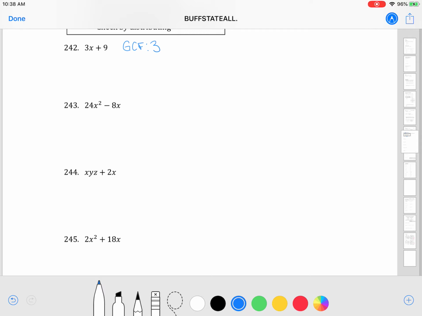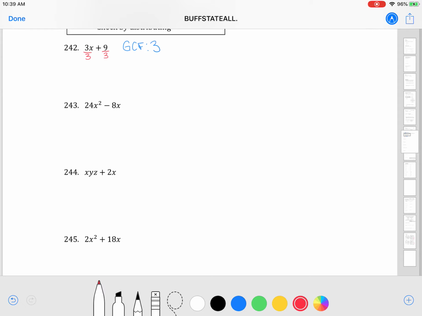The 3 has an x on it, but the 9 does not, so they don't have a variable in common for this one. Okay, once you figure out what the GCF is, what you're going to do with it is take it out of both of these terms. Now what I mean by that is divide it.